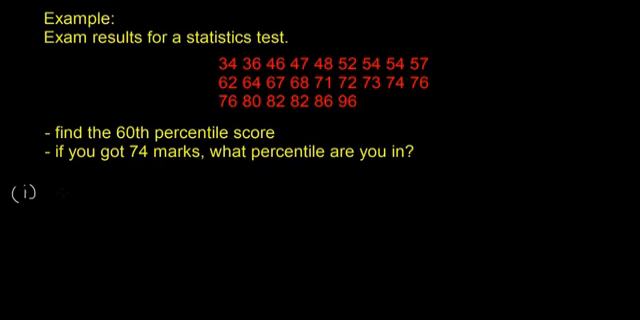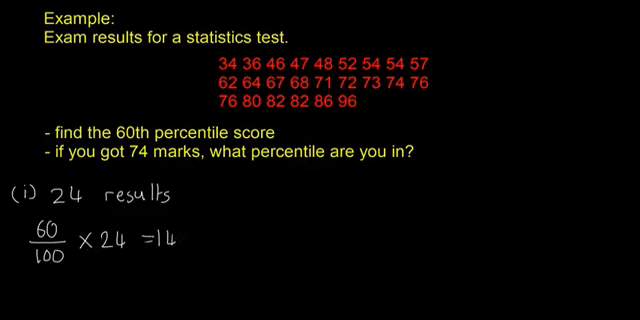Okay, so for the 60th percentile score, there are 24 results altogether, and we got 60 out of 100 on our exam. So we're looking for the 60th out of 100 percentile score. Percentiles are always out of 100. So we go 60 over 100 multiplied by 24, and that'll basically give us 14.4. So that means, say if you laid all of these out in a line, 1, 2, 3, 4 all the way up to 24, we go to the 14.4th place, and that would be our 60th percentile score. So that's what this number means. So 14.4th.